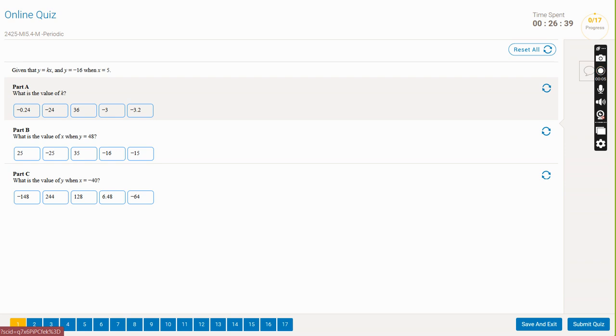So let's start. For the first question, keep in mind that they've already given the equation to you. So we're just going to input the values to find k. What is the value of k? Here minus 16 is y, k is the unknown, and x is 5. So you're just going to take minus 16 and bring it down here in division.